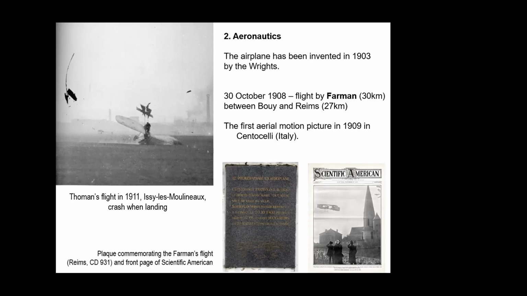The region of Reims is famous because in 1908 we had the first flight by Farman on a significant distance, about 30 kilometers between Bouilly, not very far from Châlons-en-Champagne, and Reims. So it's a very flat area, so it was relatively easy for this flight, such as in the Thomas flight here with a crash when landing in Issy-les-Moulineaux.